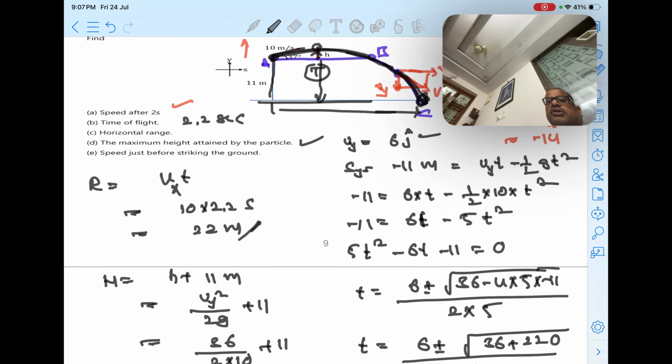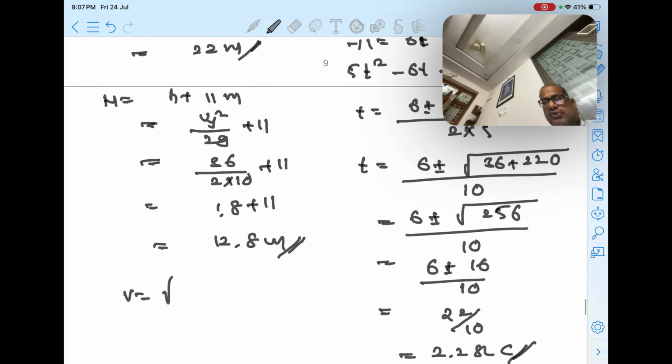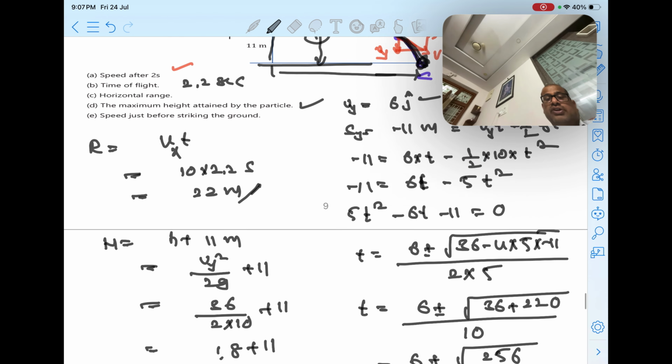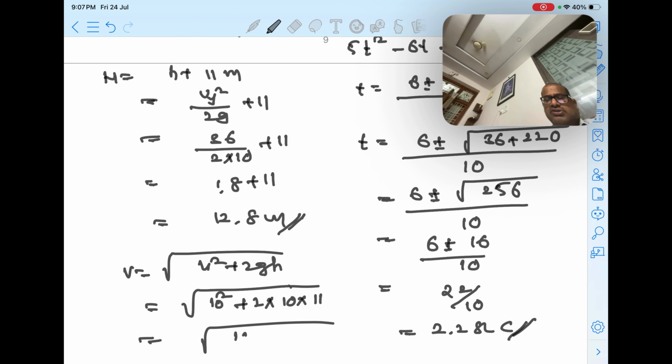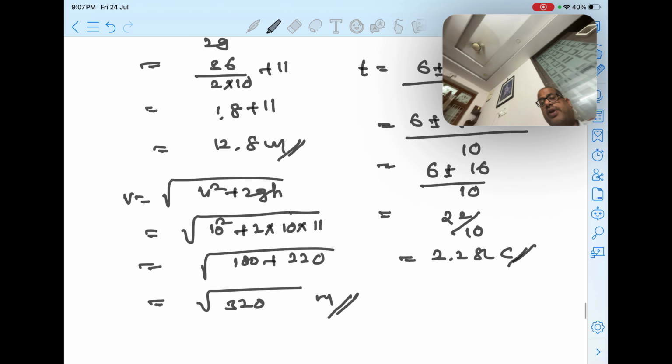Now the speed before hitting the ground. You can write a direct formula, independent of the direction of throw. So root of u square plus 2gh. You know u, that is 10 square, plus 2 into g value, which is 10, into h value, which is 11 meters, and simplify. That will be the answer for this question. Therefore that is root 320 meter per second.